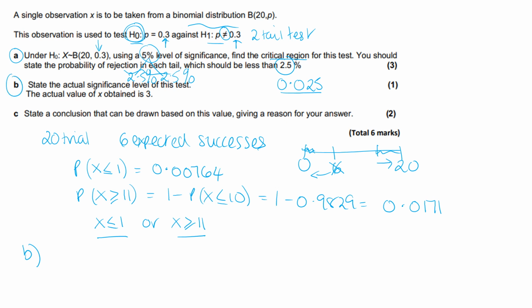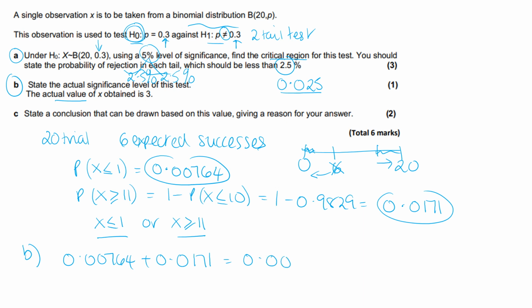Now for part B, we're asked to state the actual value. So that is just adding up the probabilities that we found. So when we do 0.00764 plus the 0.0171, we should get that it is 0.0247. So it's actually 2.47%.